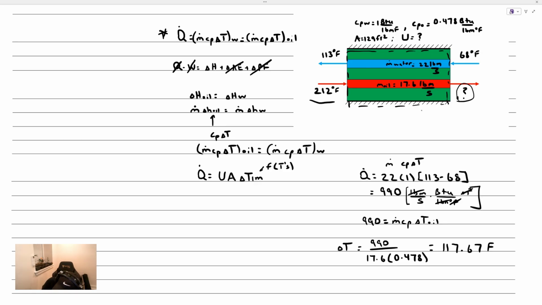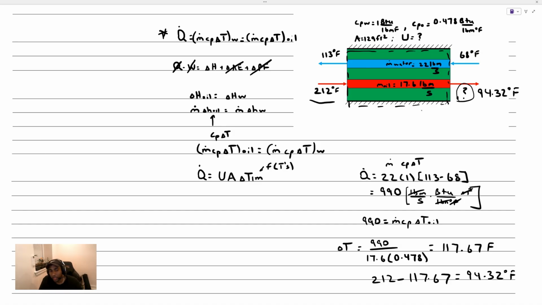If the temperature is going to decrease, that means we just do 212, subtract off that delta T of 117.67, and what we get is 94.32 degrees Fahrenheit. So 94.32 degrees Fahrenheit is this.